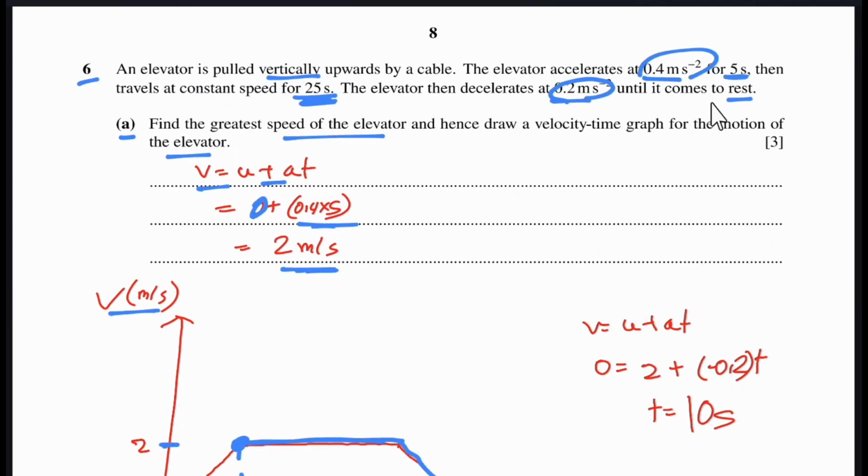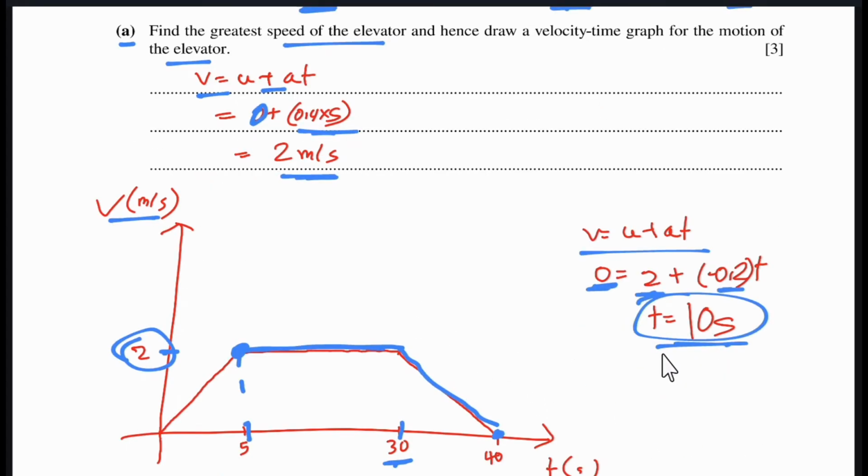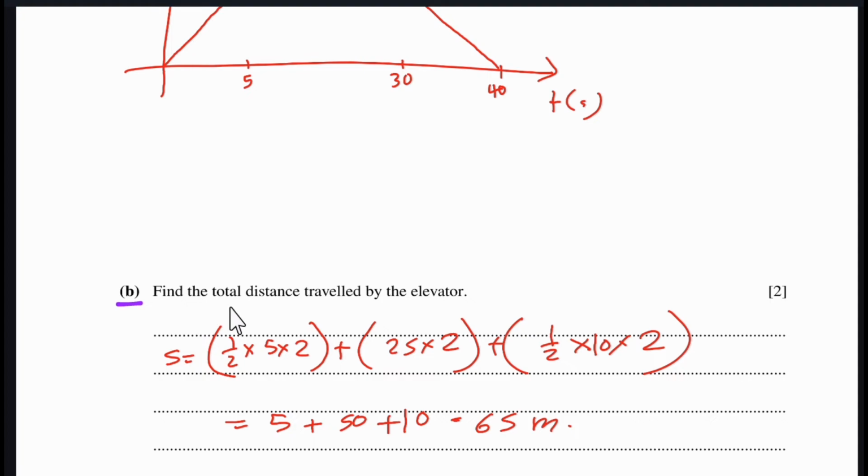Then as it decelerates and comes to rest, we know the value of deceleration, that is the negative acceleration, and it comes to rest, so final velocity is 0 and initial velocity is 2 meter per second. After substituting this in our equation, that is v is equal to u plus at, we can find the time of deceleration. So this is the time of deceleration and this is the time for constant speed, or the total time. So we add this and find the total time after deceleration is 40 seconds. So after 30 seconds it decelerates, and at time t is equal to 40 seconds it comes to rest.